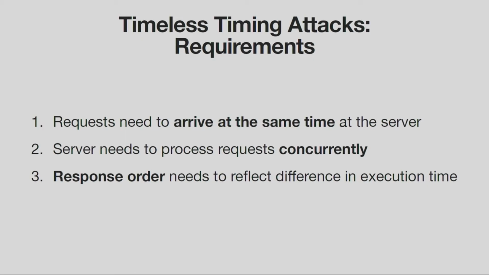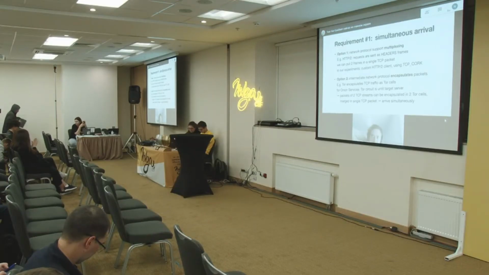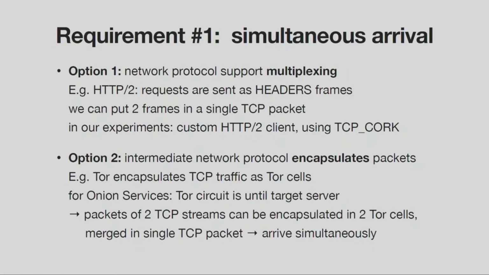Then we can see how we can achieve this. The first requirement was that the requests need to arrive simultaneously at the server, and there we have two options, basically. The first option is to abuse multiplexing in the network protocol. For instance, a big difference between HTTP/1 and HTTP/2 is that in HTTP/2 you have multiplexing, which means that you can send multiple requests over one single connection, and they will be processed in parallel.